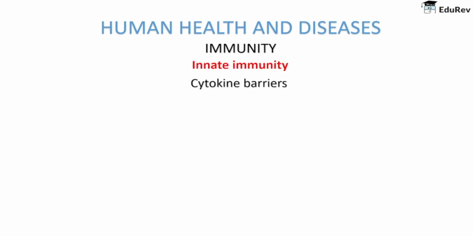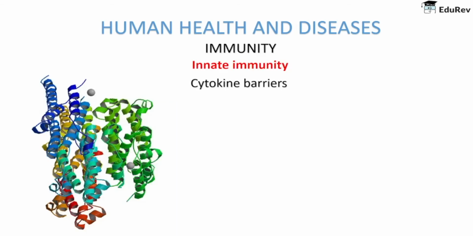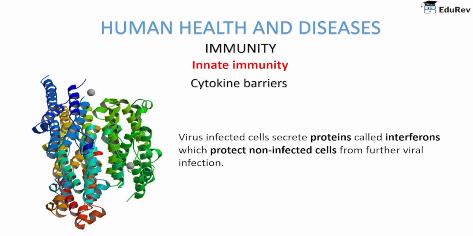Next type of barrier is the cytokine barriers. Yes, so some virus infected cells secrete proteins called interferons, which are secreted by the virus infected cells. Now, these interferons help protect the non-infected cells from further viral infection in our body. So this is termed as the cytokine barriers.